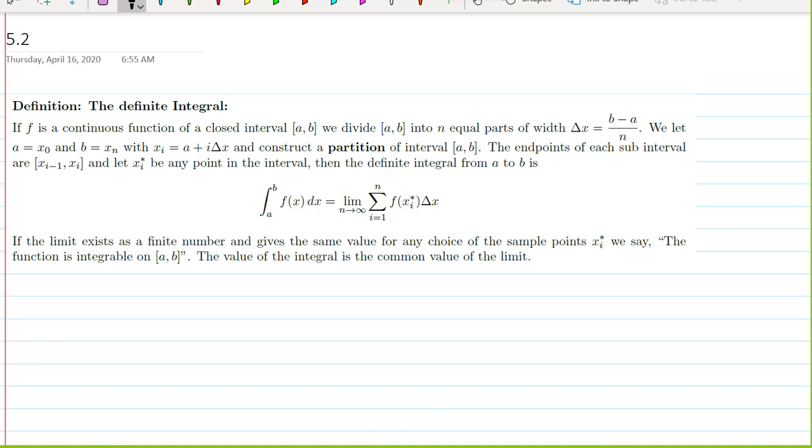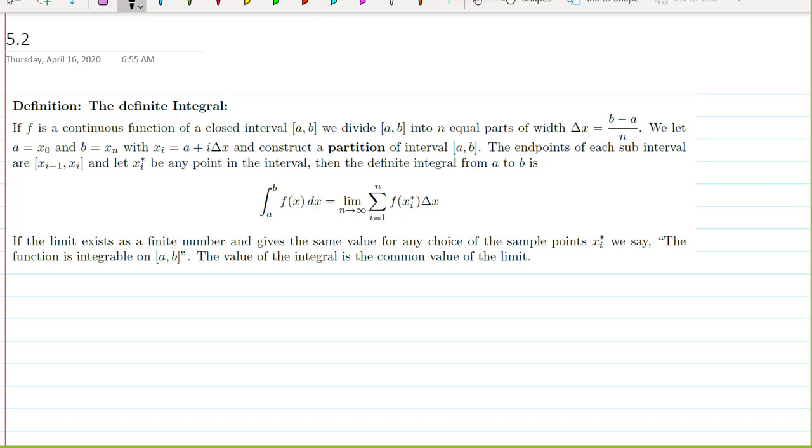The endpoints of each interval are x sub i minus 1 and x sub i, and then this is where it gets a little different. We're going to let x sub i star be any point in that interval. So not necessarily the left endpoint, not necessarily the right endpoint, just some point in each interval.